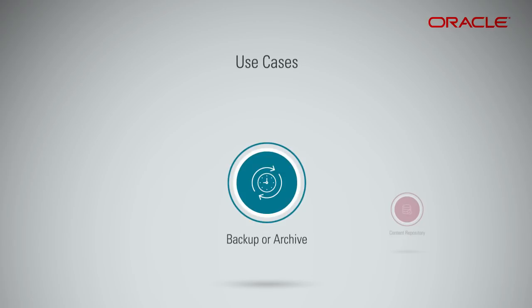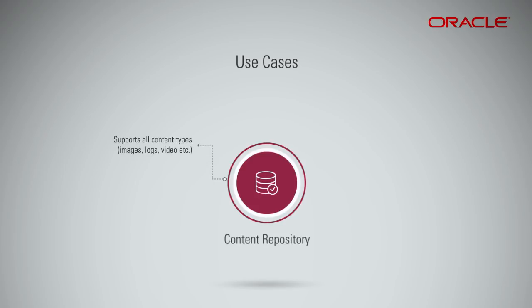Backup or archive. Backup or archive data is typically written once and read many times. The durability and low-cost characteristics of object storage make it a perfect platform to store long-living data. Content repository. The object storage supports any content type, images, logs, and video. You can reliably store this data for a long time, and the storage scales seamlessly without performance degradation. You can also access this content directly from object storage.